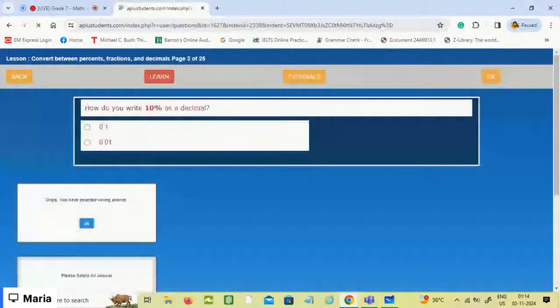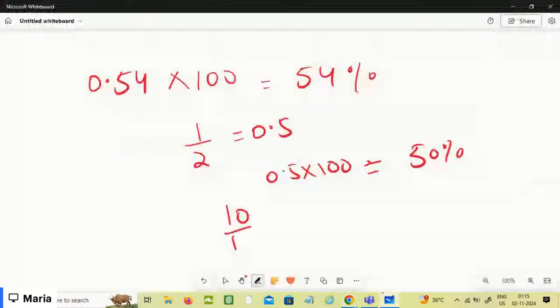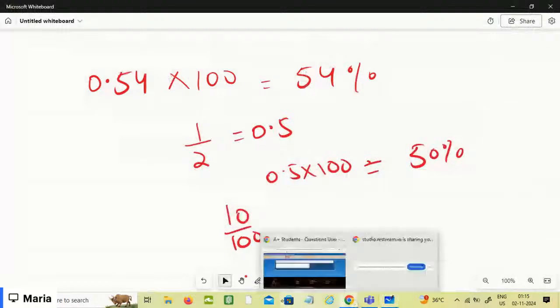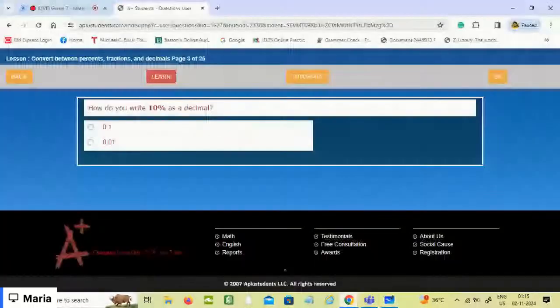How do you write 10% as a decimal? 10% means 10 divided by 100, right? So simply divide. You need to write the answer in decimal form, I think. Yes, decimal form. So simply divide. The 0 and 0 cancel out and 1 over 10 equals 0.1. So the correct option is 0.1. Option number 1 is the correct option.